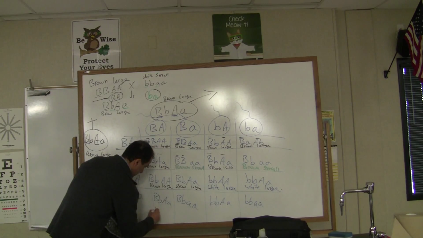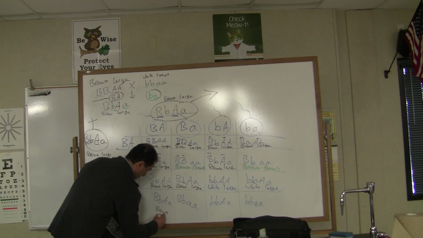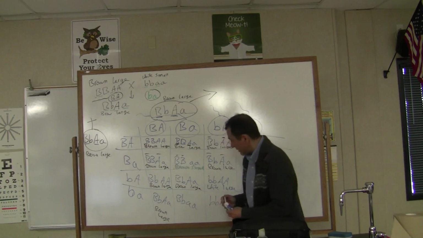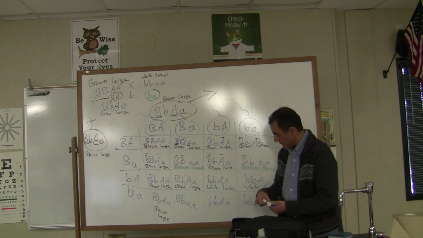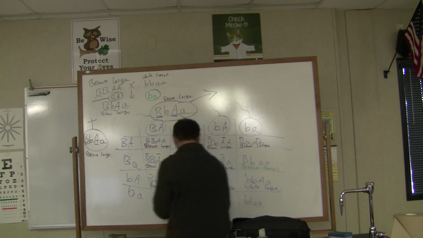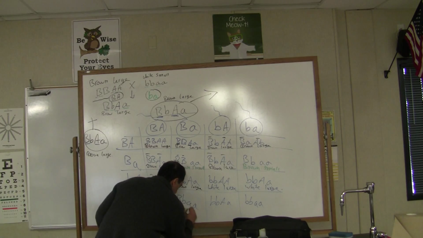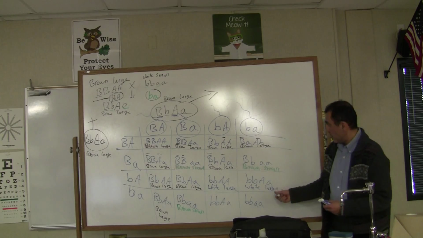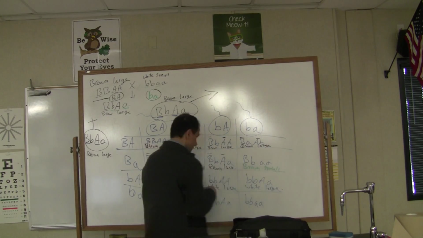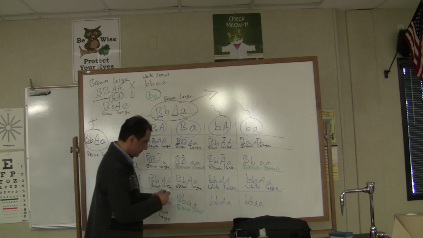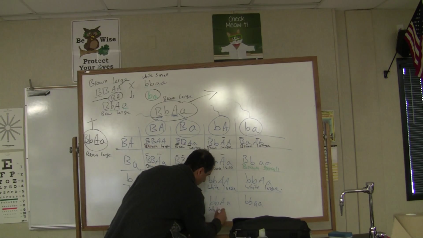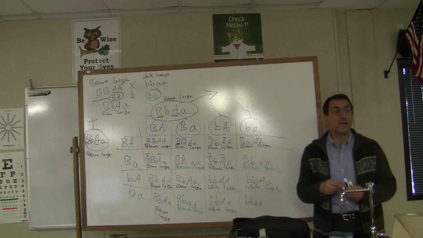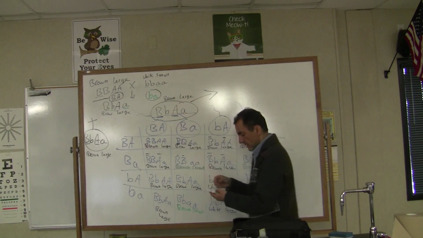What is this one? It's brown. Do you see this? Brown, large. This one? Brown, what? Brown, small. This one? White what? White large? And this one looked like its grandfather, or grandmother. White small.